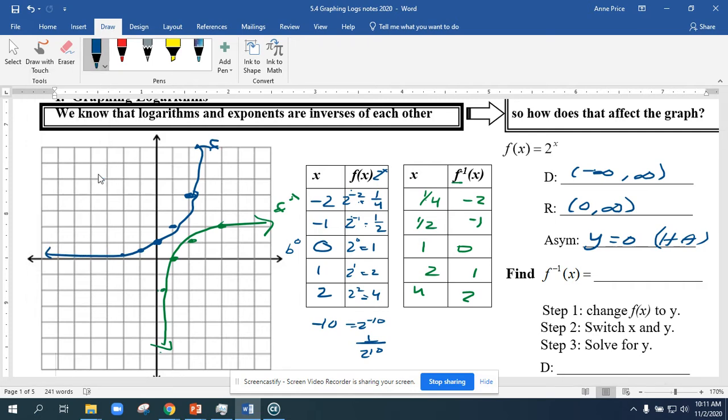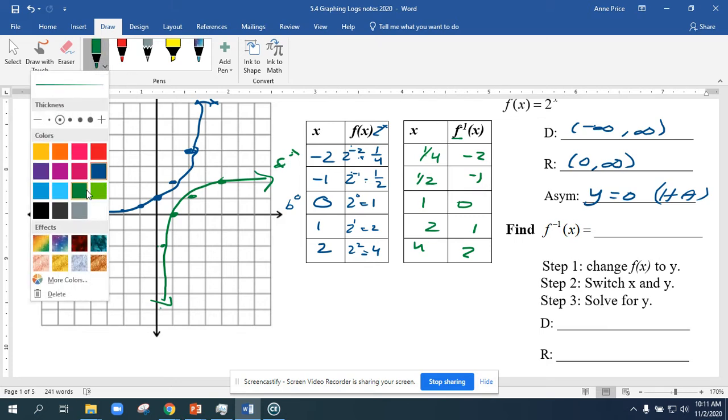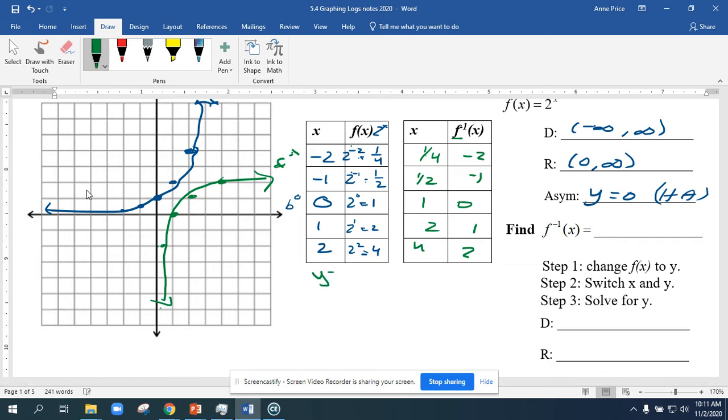So how do we find an inverse? Well, back in our first unit, there are typically 3 steps. For this one, it helps to change f of x to y. Not everyone will have to do that as a full step, but they'll switch it. Then we're going to switch x and y and solve backwards for y. I'm going to stay in green since that's my inverse function. So our function is y equals 2 to the x, and I'm switching it from f of x equals to y equals.